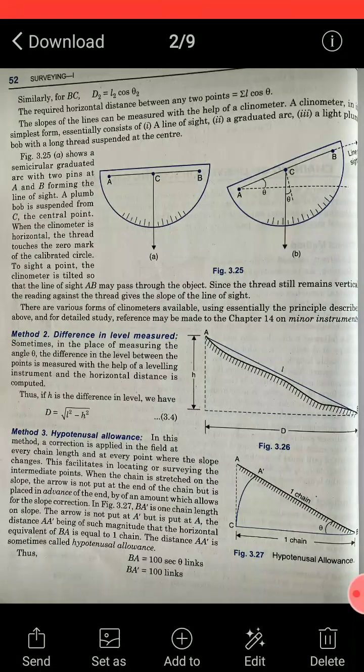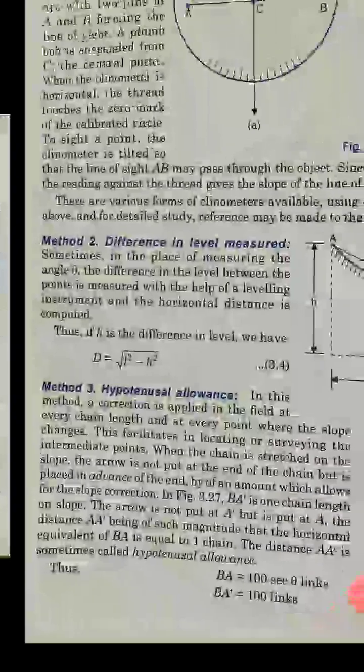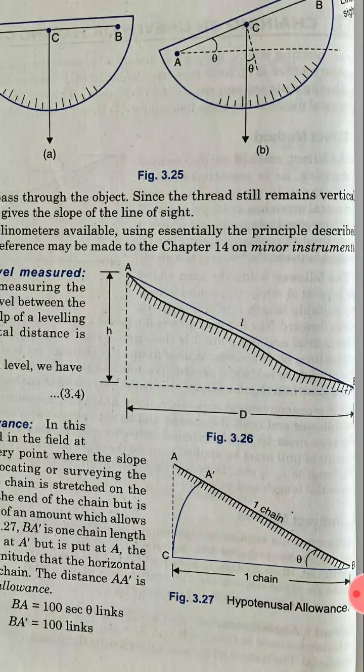Hello everyone. In the previous session we stopped at the second method of the indirect method to measure the horizontal distance between 2 points on a sloped ground. Now we will study the third method, that is hypotenusal allowance, to calculate the horizontal distance between 2 points which are located on a sloped ground.